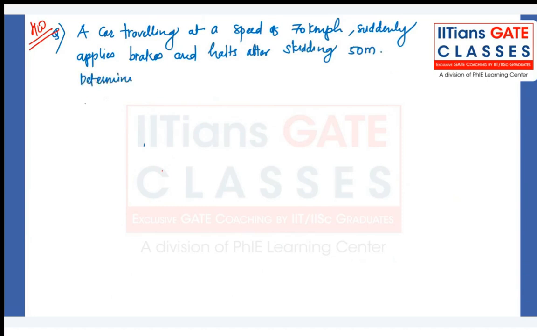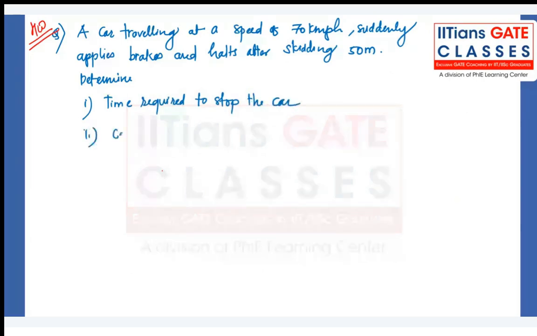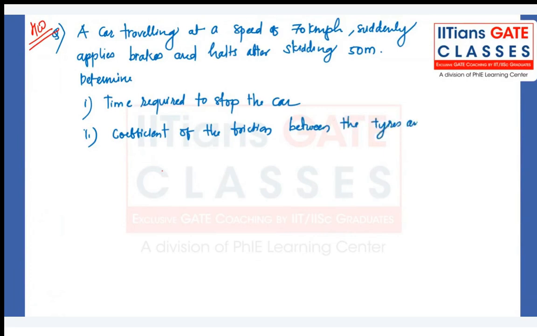Part A, or first part of the question, is the time required to stop the car, and the second one is the coefficient of friction between the tires and the road.